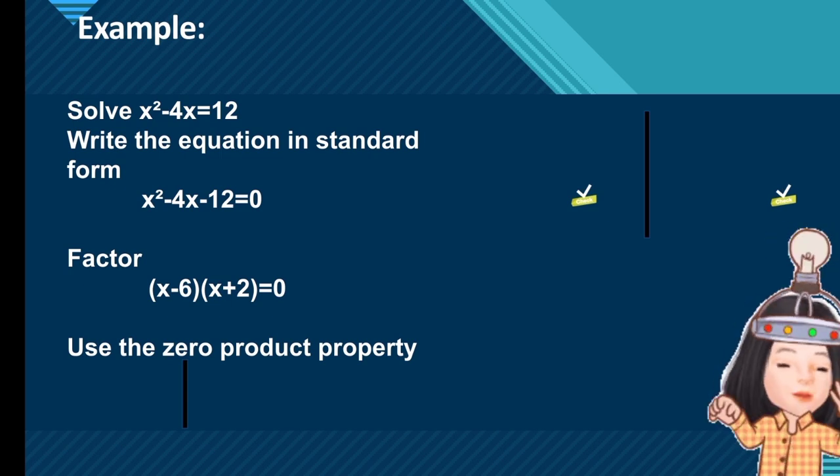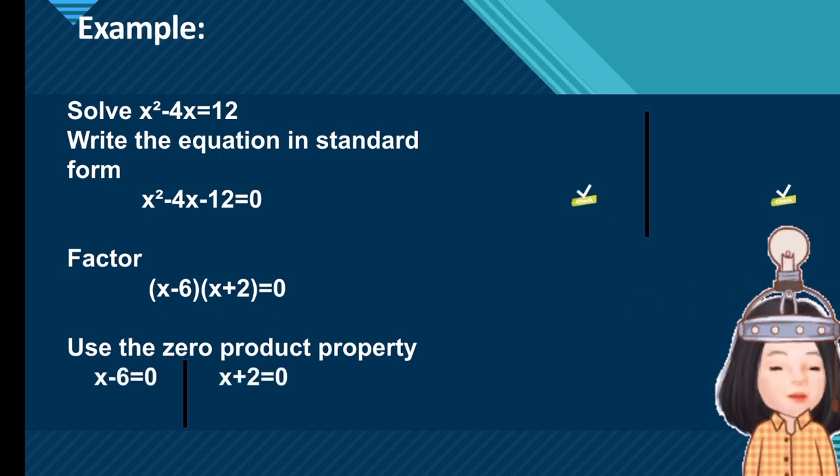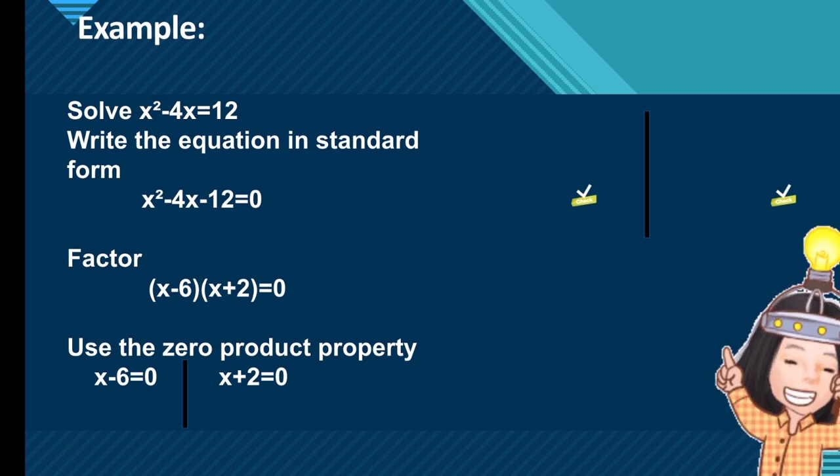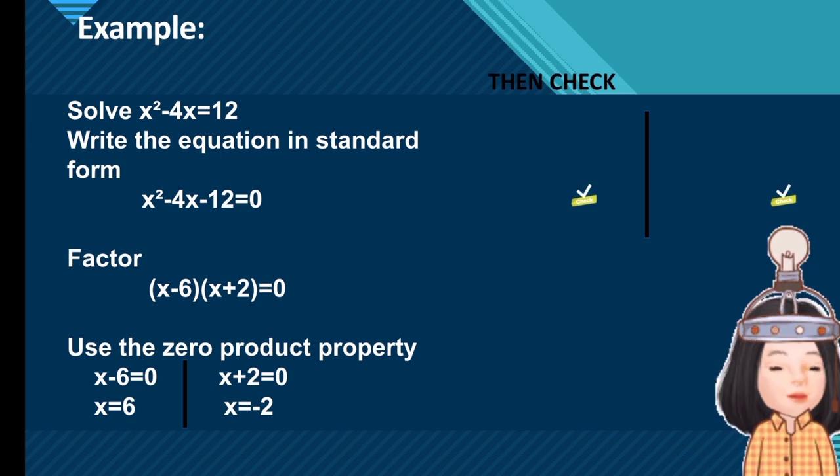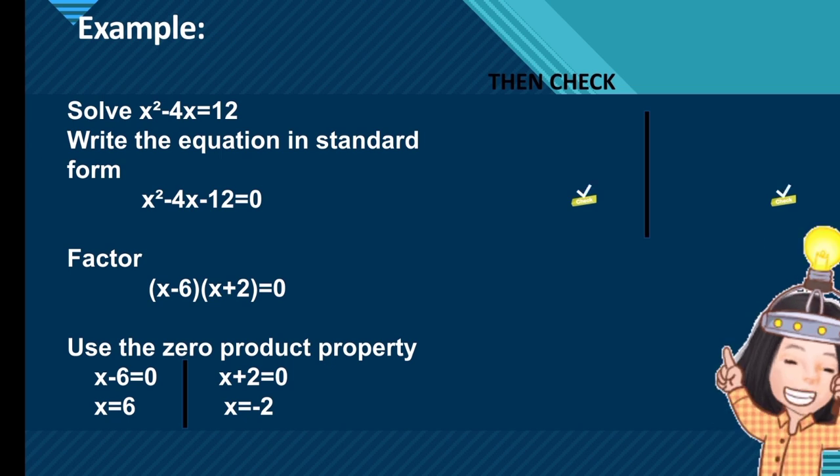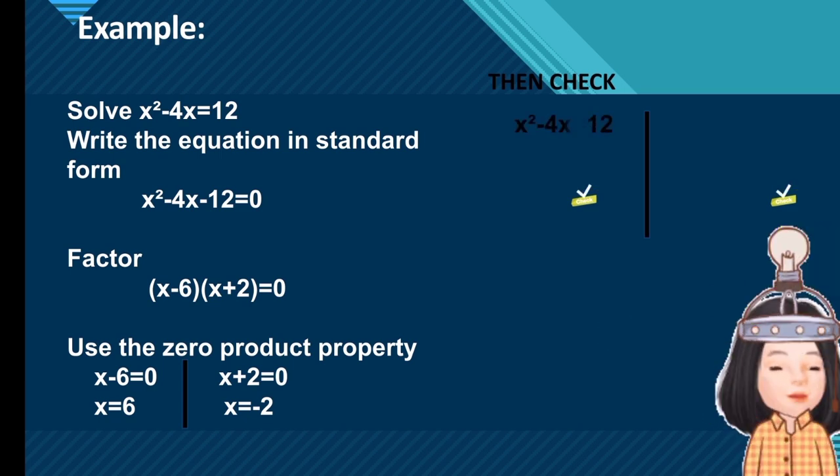Use the zero product property. So x minus 6 is equal to 0, which means x is equal to 6. Another one is x plus 2 is equal to 0, which is x is equal to -2.